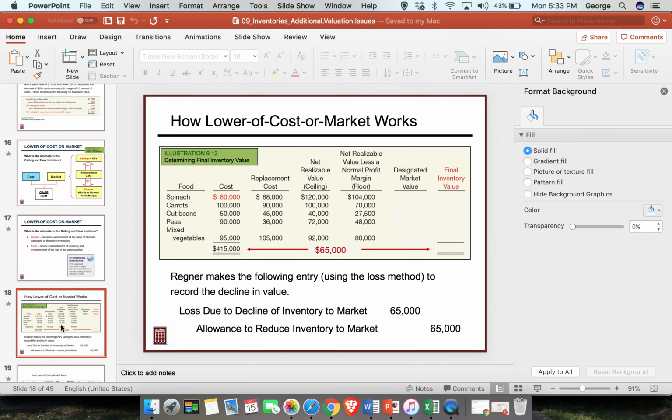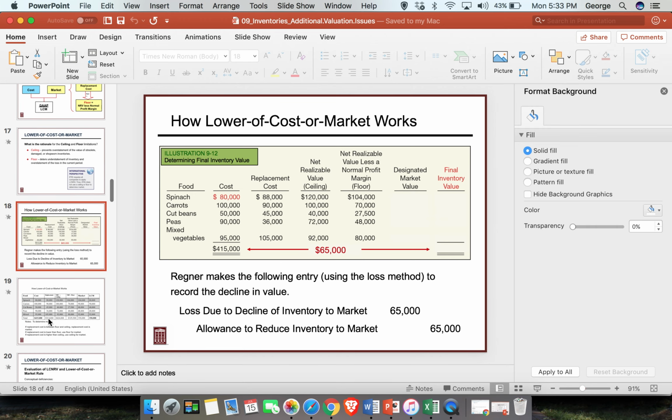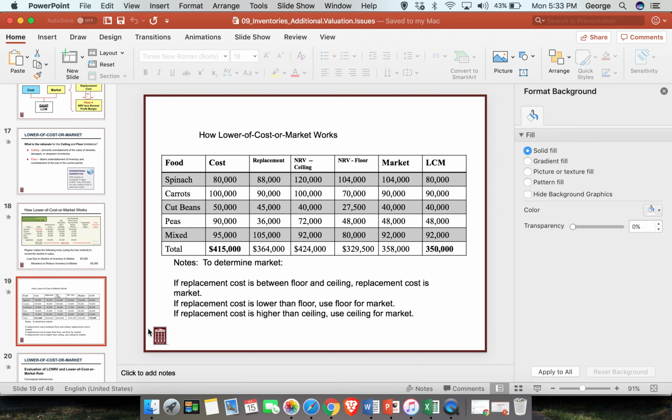All right, so here's how it works. Actually, let's look at the next slide, because this looks a little better. All right, so here are my costs for our company. We have the same company with the vegetables, right? So I have spinach 80,000, carrots 100, cut beans 50, peas at 90,000, and mixed vegetables at 95. Then this is my replacement cost. So this is what I can expect. So it's the amount I can expect to replace those units for.